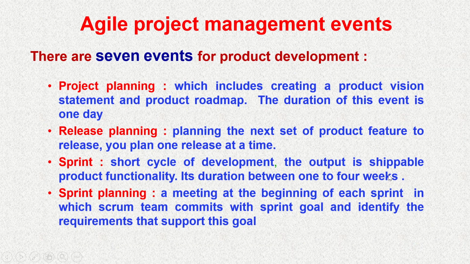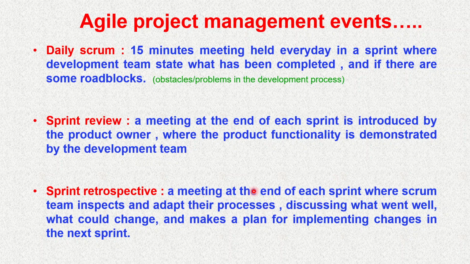So what is a sprint retrospective? It is a meeting at the end of each sprint where the Scrum team inspects and adapts their process, meaning they check how things happened, discuss what went well, what could change, and make a plan for implementing changes in the next sprint. We are discussing at the end of the sprint how things happened, what problems we faced, what can be better, and how we are going to implement these changes in the next sprint.